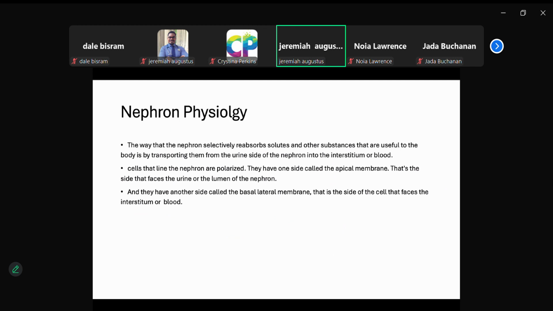Now we're going into the nephron physiology. Now this part is where the bright people run, because a lot of people do not like this part. So I'm going to take my time, and we're going to understand nephron physiology.